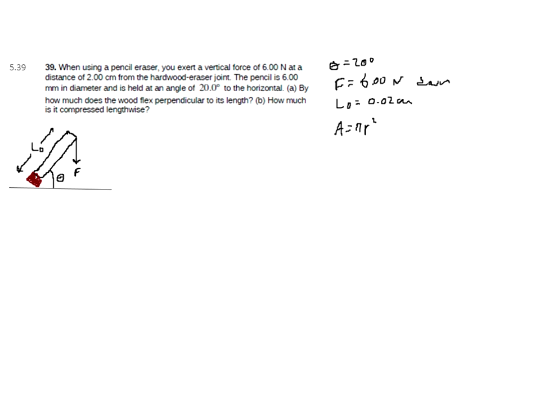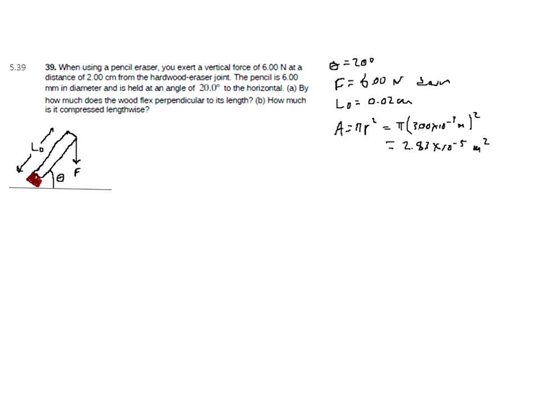So A equals pi r squared, so that's equal to pi times, with 6 millimeters in diameter, that's 3 times 10 to the minus third meters, squared, and that comes out to be 2.83 times 10 to the minus fifth square meters.